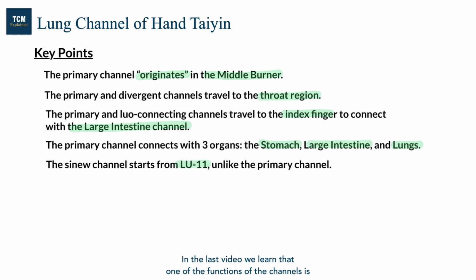In the last video, we learned that one of the functions of the channels is to respond to the dysfunction in the body. The channel can have problems due to stagnation of qi and blood from physical injuries or overuse. The channel can have problems due to invasions of exterior pathogenic factors such as wind or cold. The channels can have problems because of yin-yang imbalance or internal organ disharmony.